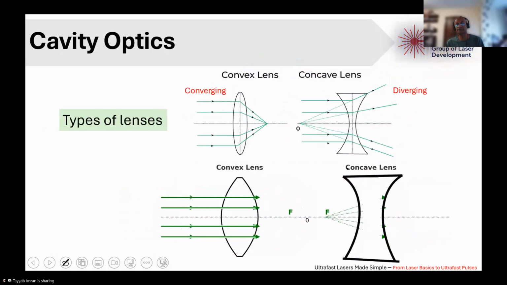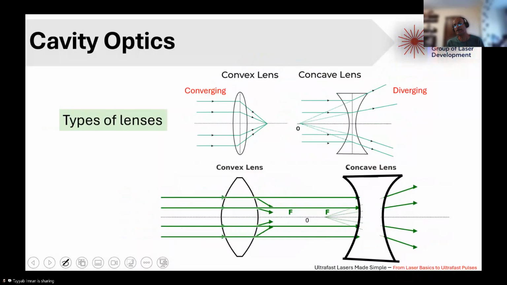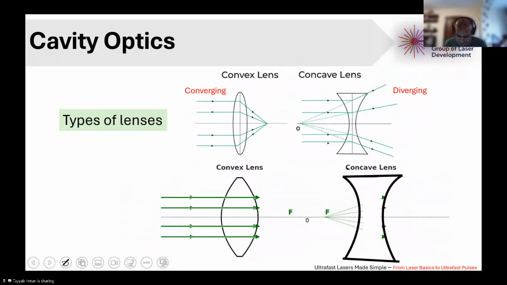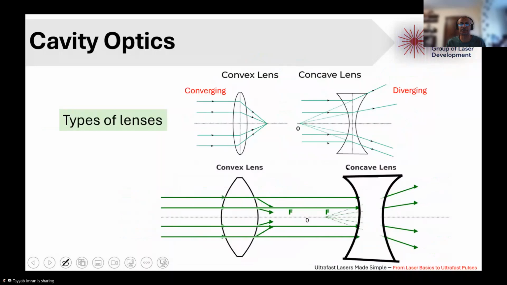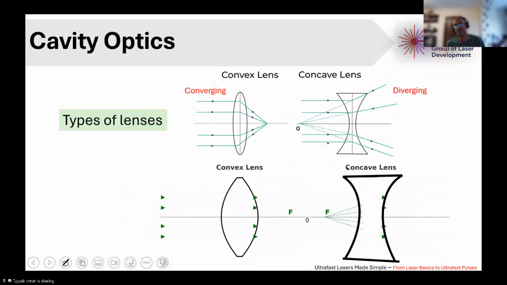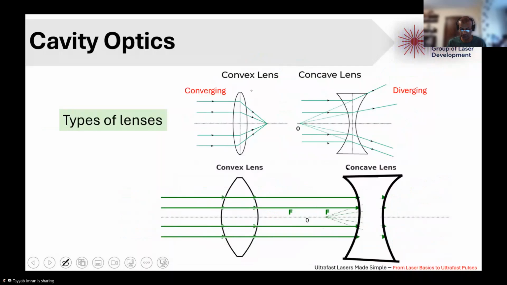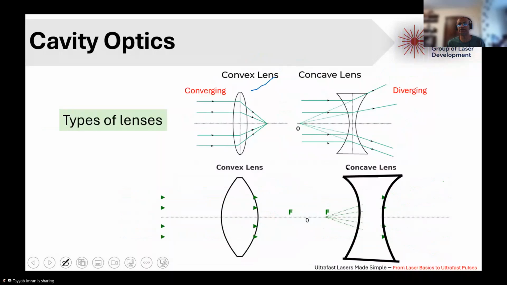And this is also something you need to know. Even though in the normal cavity we don't use a lens, in some cavities we use a lens as well. So there are two types of lenses, convex and concave, converging and diverging. The convex type lens is converging and the concave type is diverging.